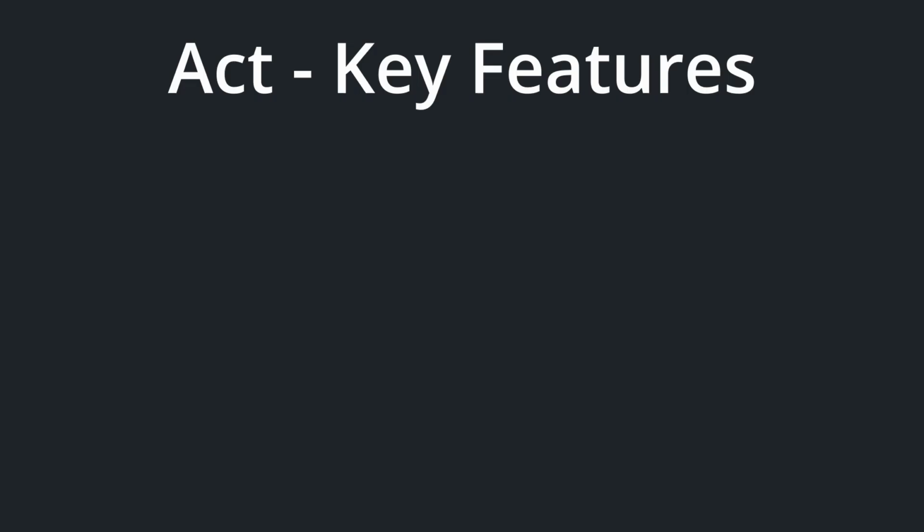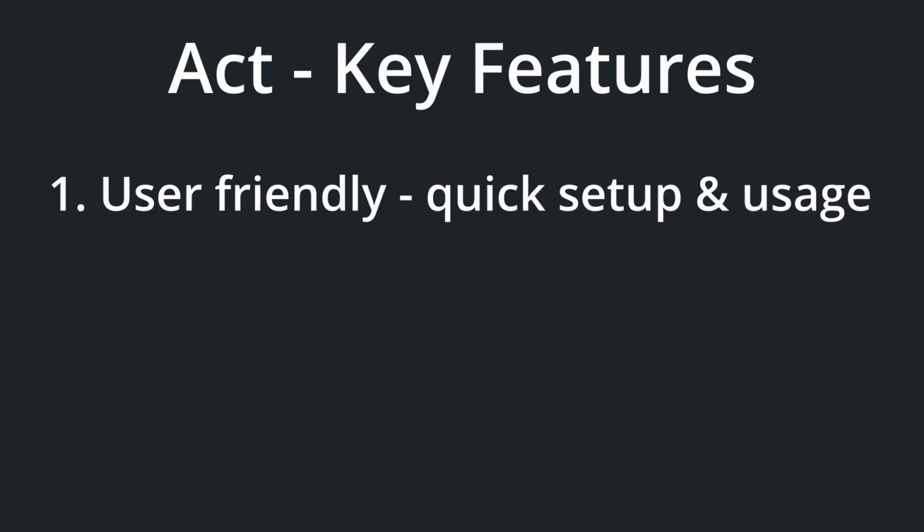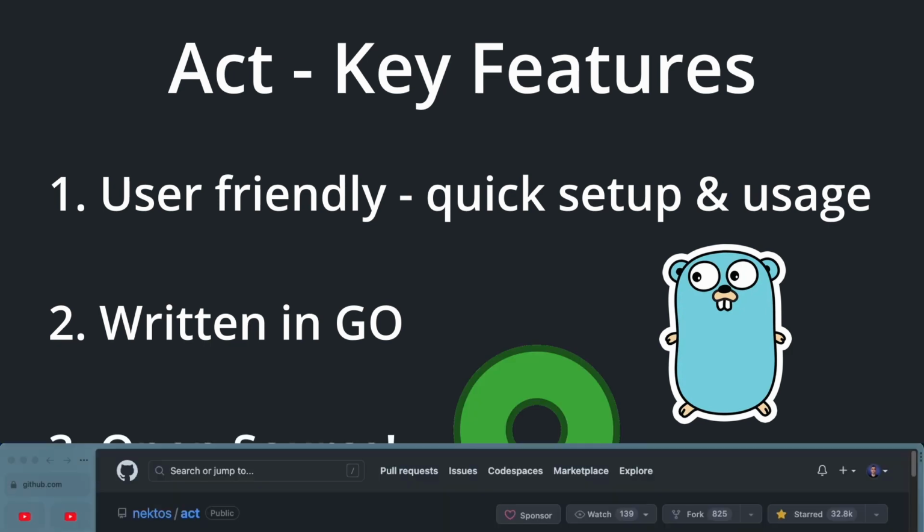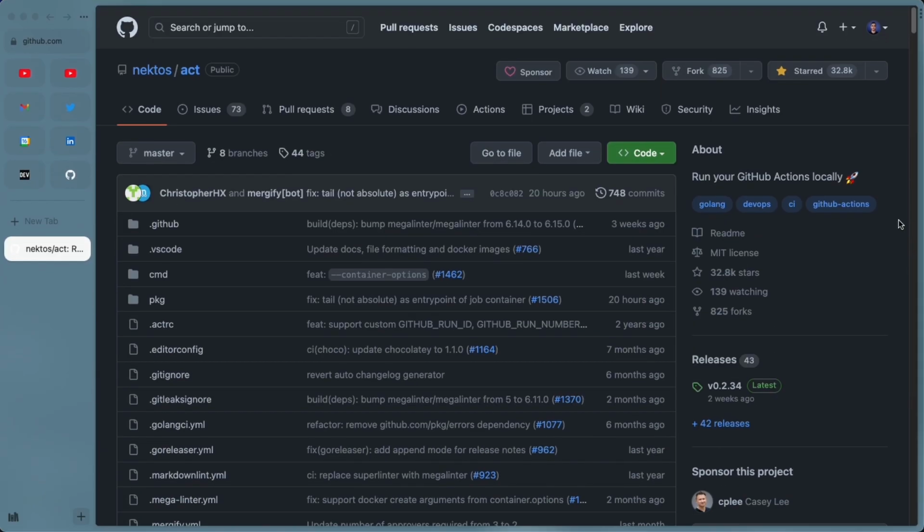Some key features: it's user-friendly. After the initial setup, all you need to do is run Act in your terminal. It's written in Go, and it's open source. Head over to the GitHub repository if you want to contribute. Sounds great, but how do I get started?